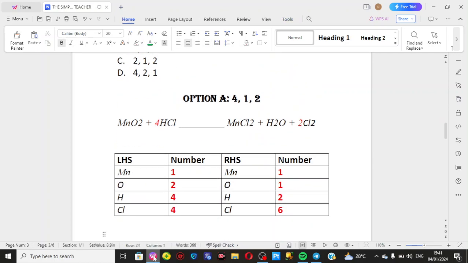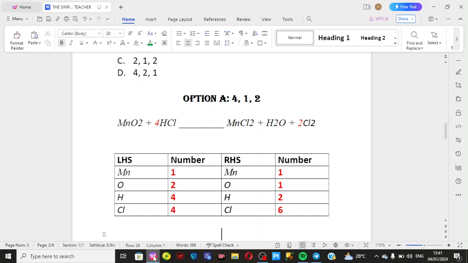So if we are going with option A, which is 4, 1, 2, that means in front of HCl is 4 at the left hand side. Then at the right hand side we have 1 H2O. We don't write 1, that's why it's invisible there, but by mere looking at it, you know that that thing is 1 molecule of H2O. Then the other one is 2 chlorine molecules. Now let's see whether it is balanced, because we want to know the right option to choose.